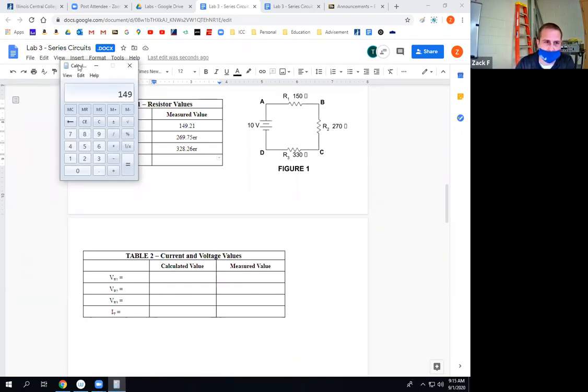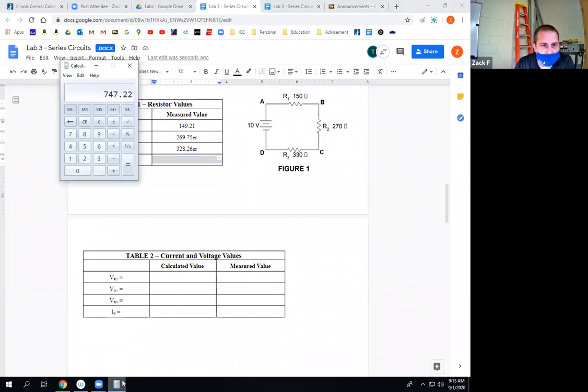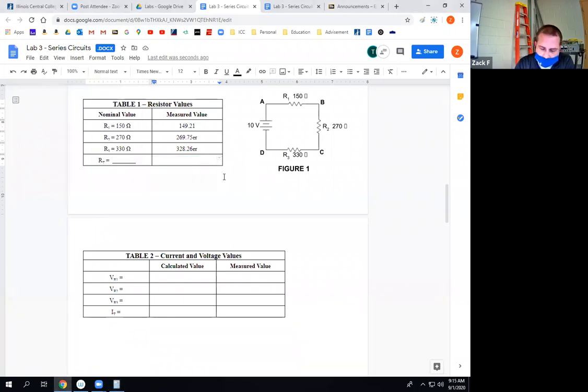So I got 149.21, 269.75, 328.26, 747 point, what was it? 22. Boom.